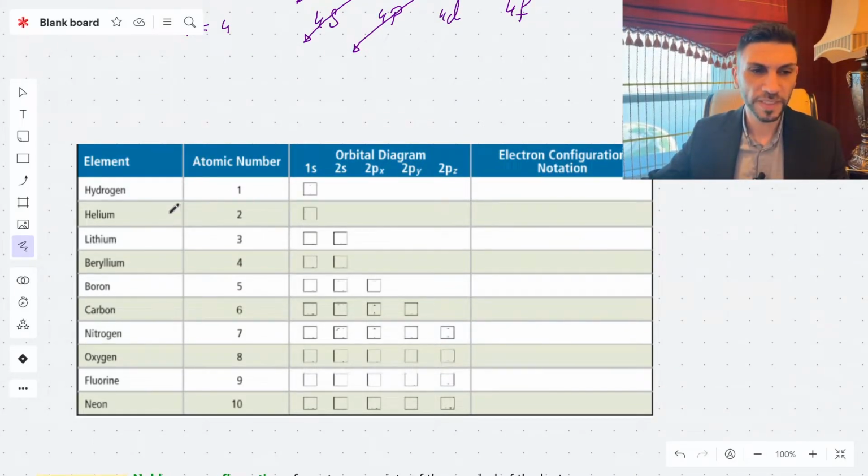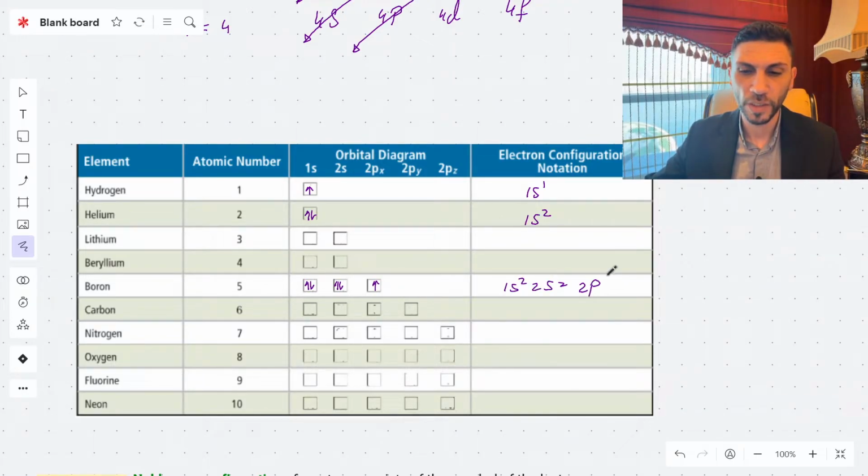All right, now, for example, we have this table. The atomic number of hydrogen is 1. That means we have only one electron in 1s. Helium has 2 electrons, so 2 electrons in 1s. That means hydrogen is going to be 1s1, and helium 1s2. For example, boron has 5 electrons, so I'm going to write 2 in 1s, 2 in 2s, and only 1 in 2p. That is 1s2, 2s2, and then 2p1.